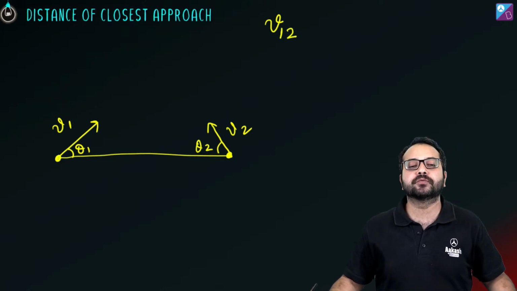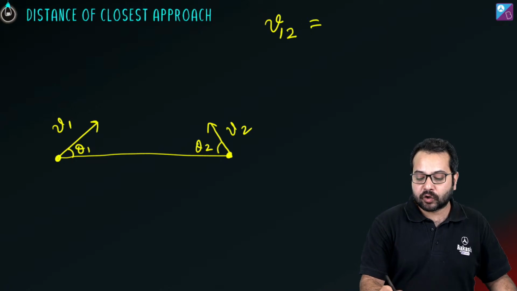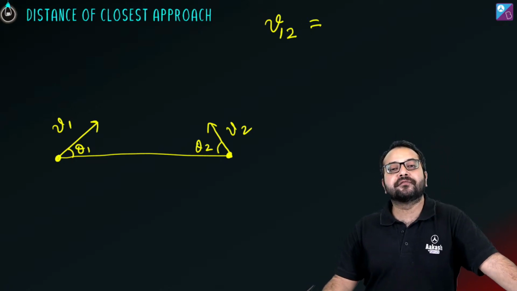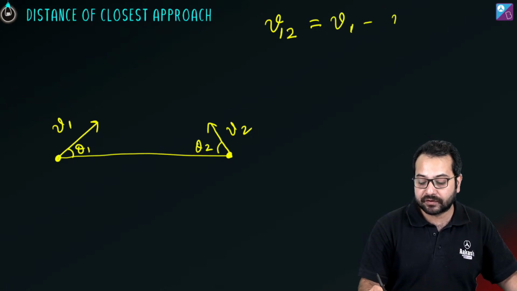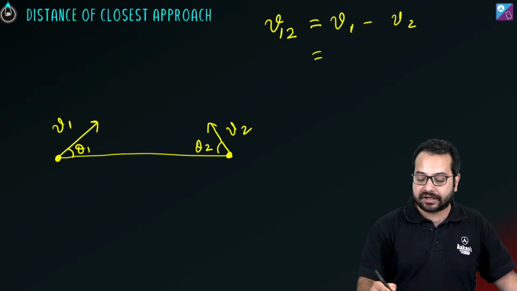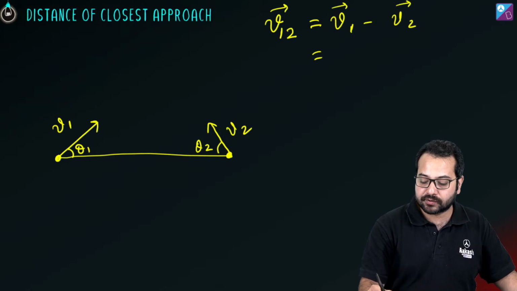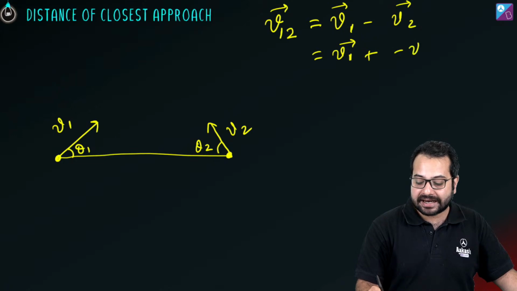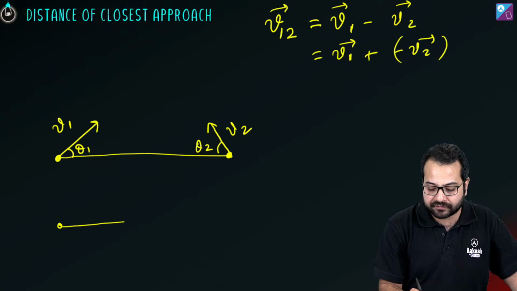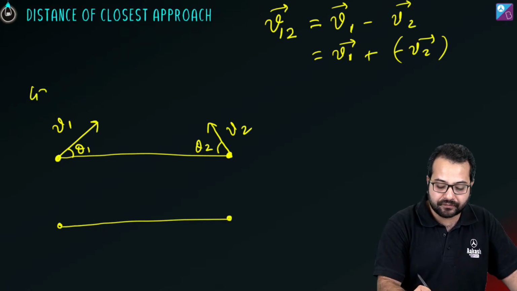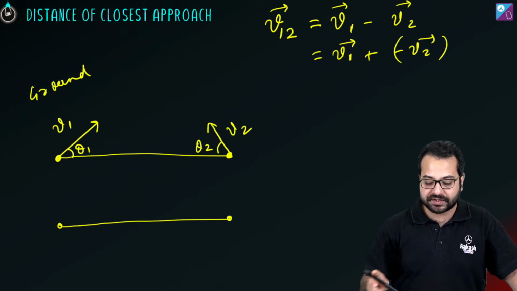Is that correct? So what I want to do here is observe particle 1 from the frame of particle 2. So velocity 1,2 will be equal to velocity 1 minus velocity 2. Or, putting the vector signs, we can also write it as velocity 1 plus the negative of velocity 2. Now, what you're seeing is the ground frame.